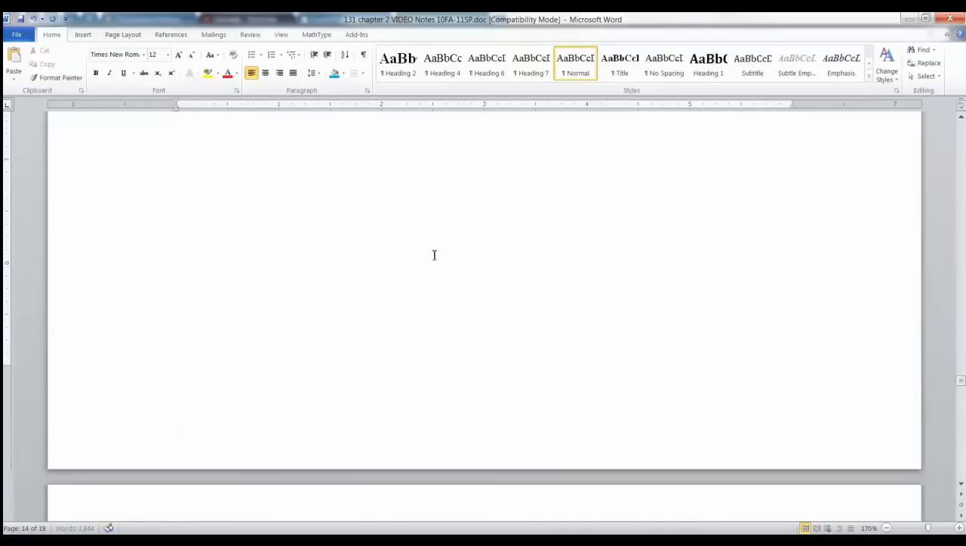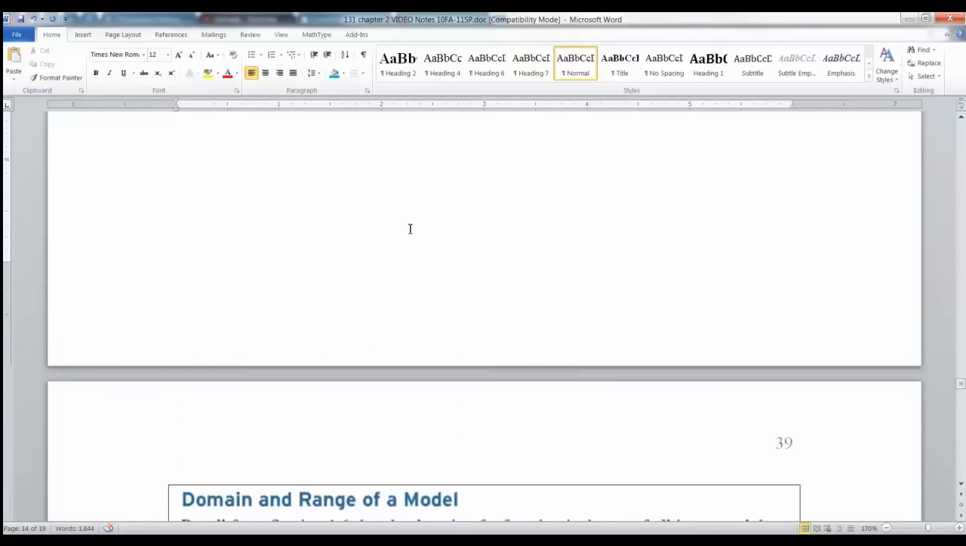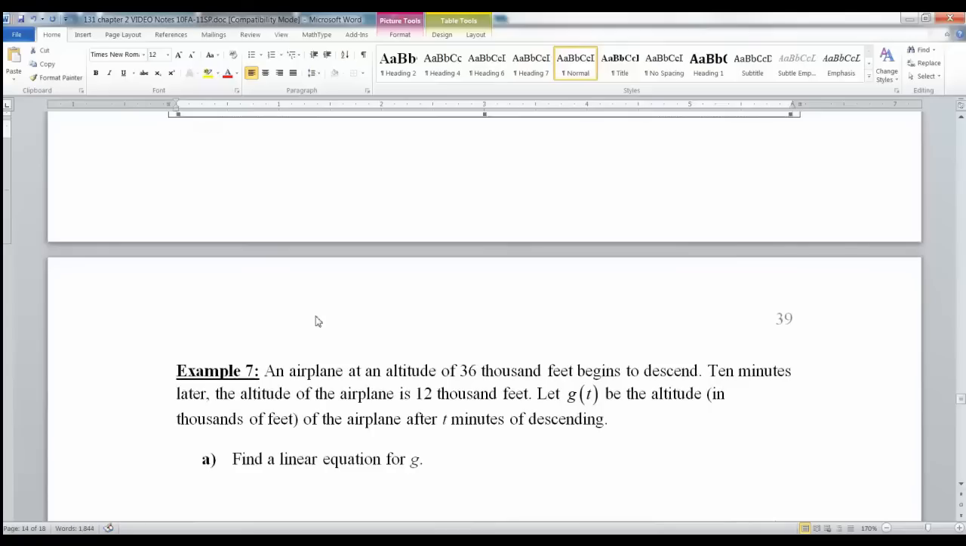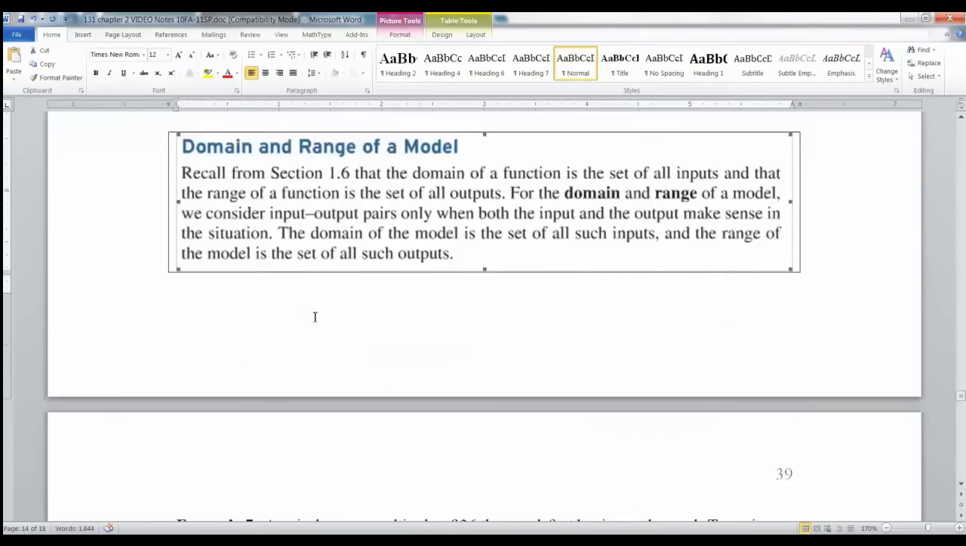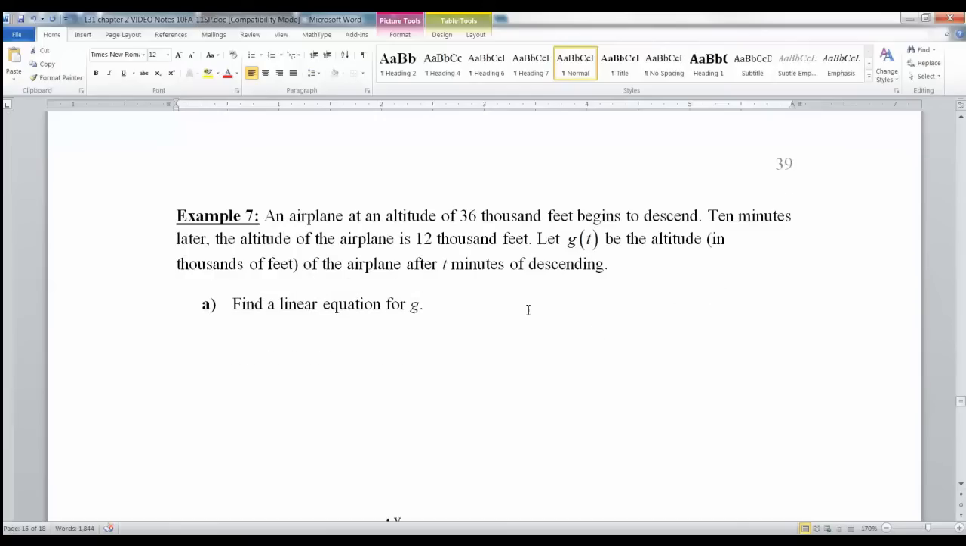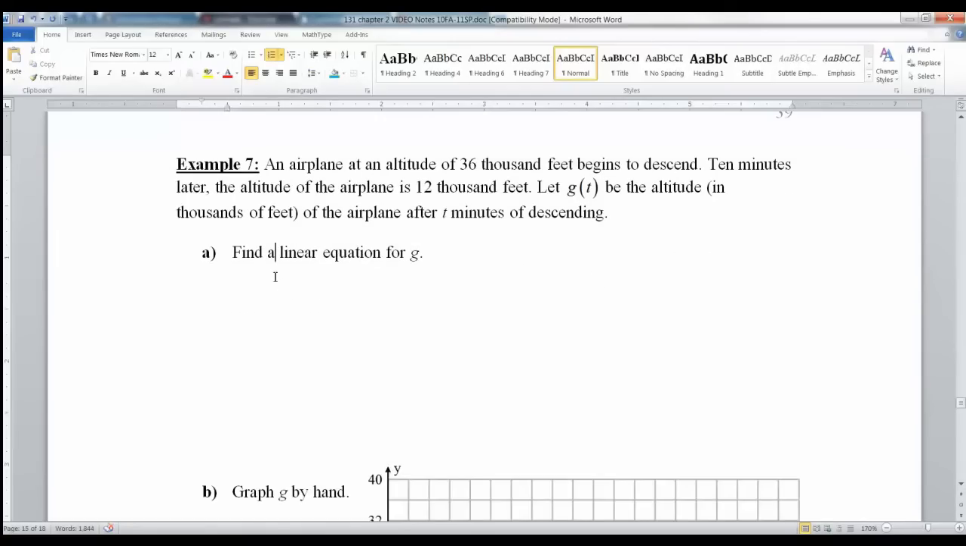Last but not least, we need to talk about domain and range a little bit. So the domain of a model is all the possible x's, and range is all the possible y's. We learned those in section 1.6. All right, so let's talk about this. The airplane at an altitude of 36,000 feet begins to descend. 10 minutes later, the altitude of the airplane is 12,000 feet. Let g of t be the altitude in thousands of feet of the airplane t minutes after descending. Find a linear equation for g.